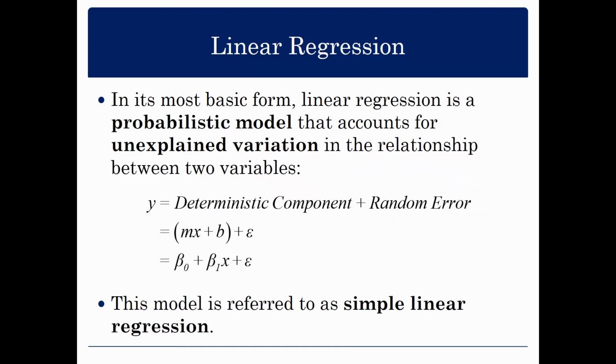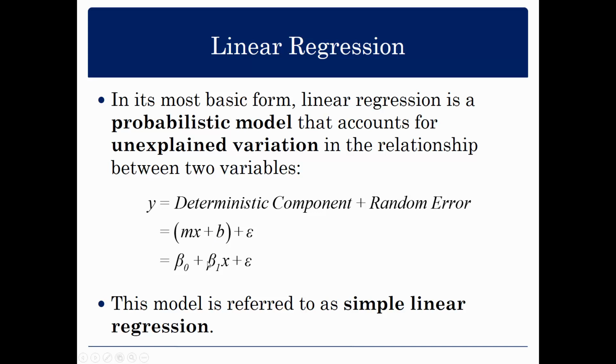In its most basic form, assuming we only have one independent variable, we have simple linear regression, and notice what we have here is the equation of a line. It's just the equation of the line, mx plus b. Everyone remember that from algebra? M is rise over run, the slope of the line. B is the intercept, where it crosses the y-axis.